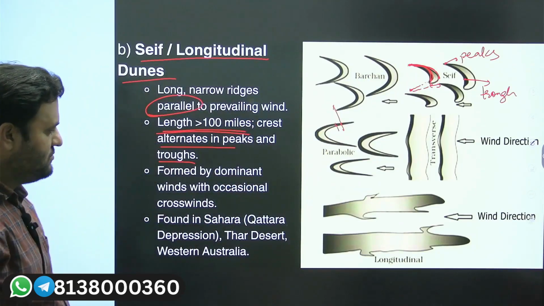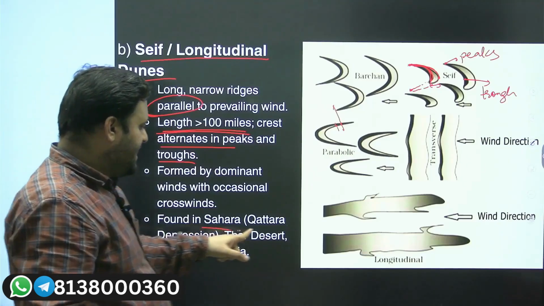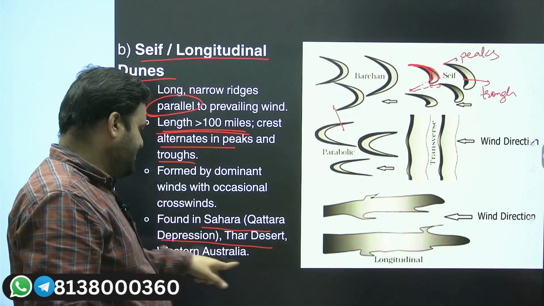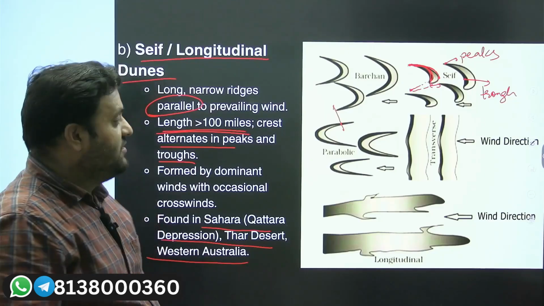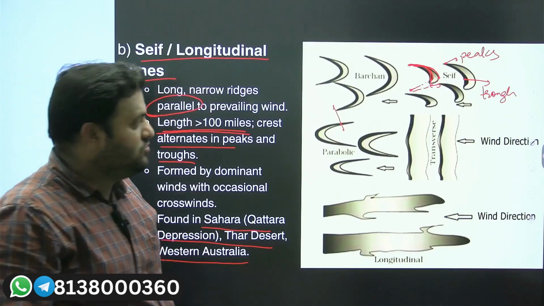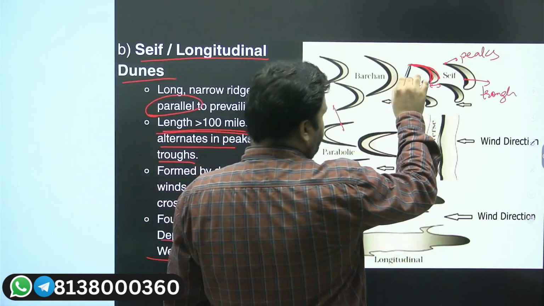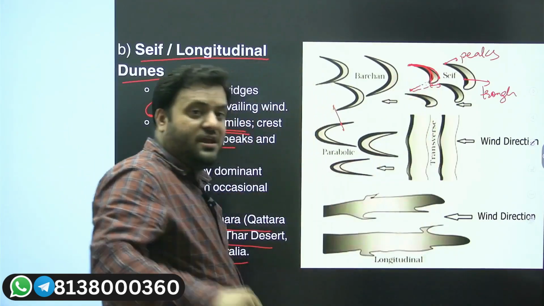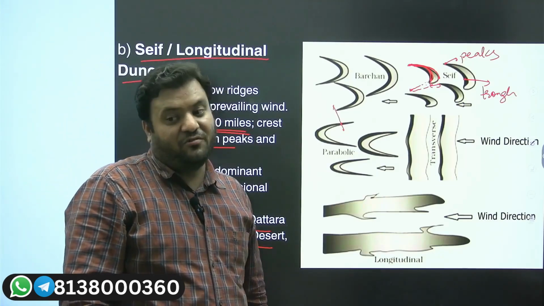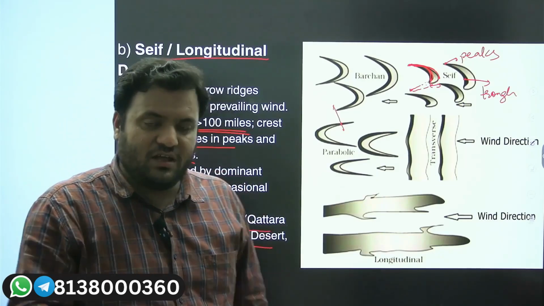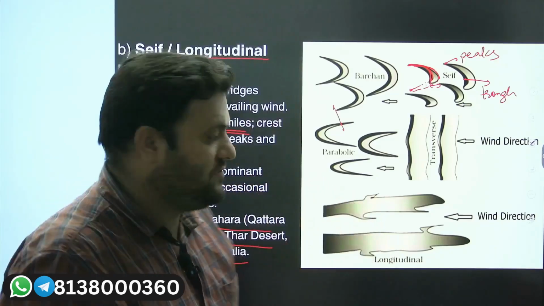Clear? They are found in the Sahara, Qattara Depression, and Thar Desert in Western Australia. You will see that there are the safe ones being found. So one point is well formed, while another point is in the development stage, not developed fully yet. If it is not fully developed yet, that will be termed what? Safe. Moving ahead.